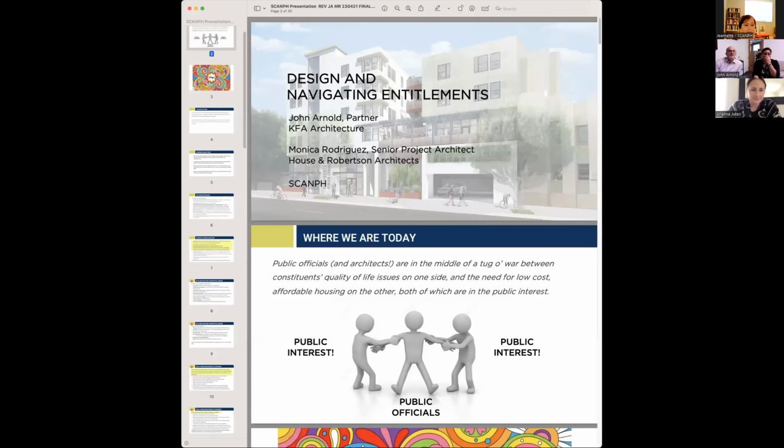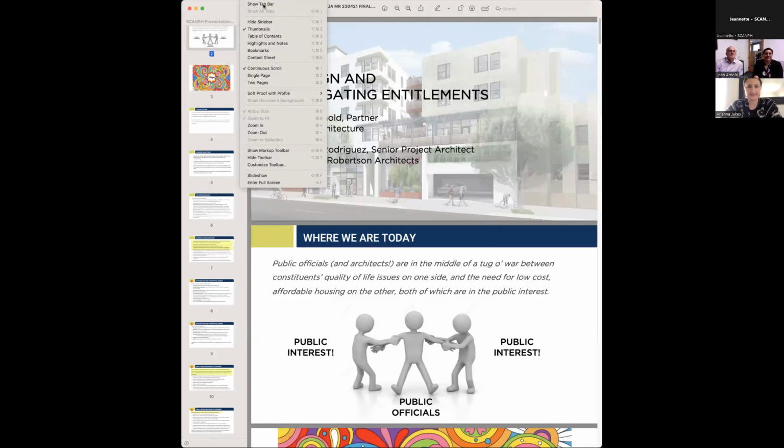You want to go to the view mode? Yeah. Slideshow, right? Yeah.